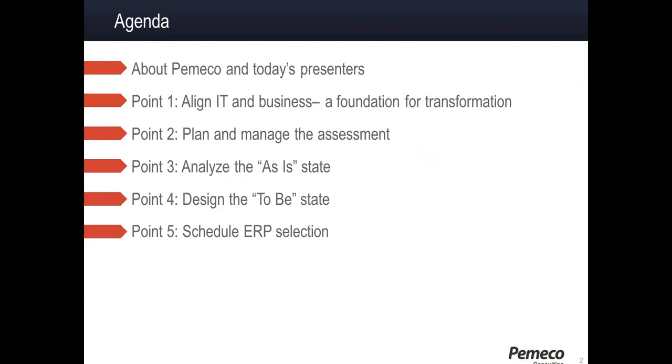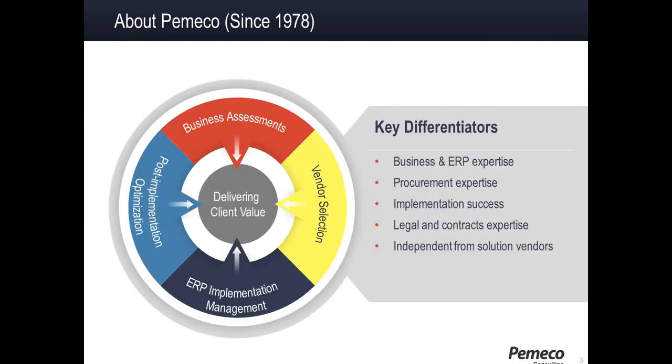We're going to talk about the first point, and that's how to align IT and business and create a foundation for business transformation. Then we're going to move into the second point, and we're going to talk about how to manage and plan the assessment. We're then going to progress to point 3 and discuss analyzing the as-is business state, following which we're going to talk about how to design the to-be state. And then we're going to conclude with a discussion on scheduling ERP selection phases.